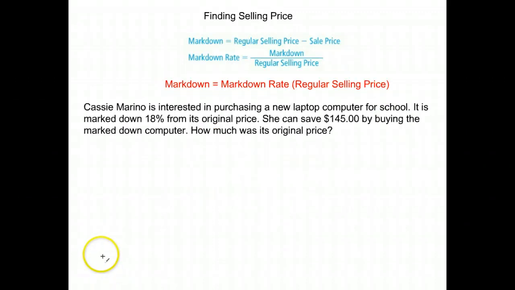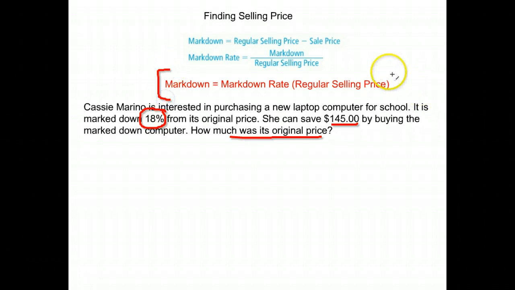All right, here's another example. Casey Marino is interested in purchasing a new laptop computer for school. It's marked down 18% from the original price. She can save $145 by buying the marked down computer. How much is its original price? Well, we're still going to work with that same formula, but we're looking for something different here. The markdown we already know is $145 because it says that's how much she's going to save by buying it on sale. We even know the markdown rate, it's 18%.